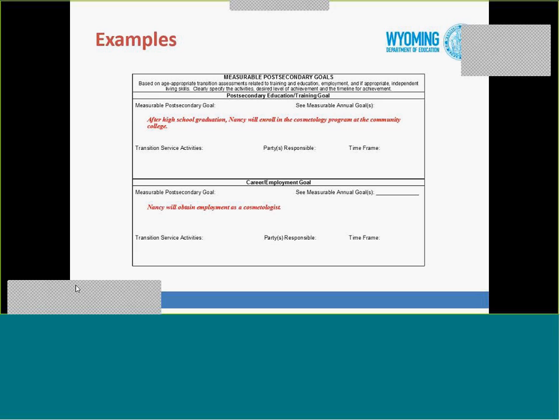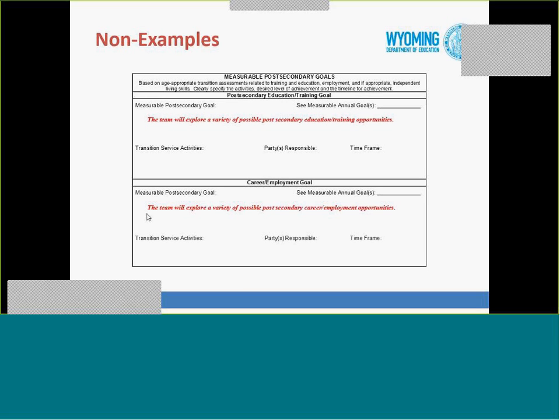Now, these are good examples because, again, they do address that these are going to be met. These goals are for after they exit the public school system. They use active voice. They use words such as "will." They're a specific outcome rather than an activity.